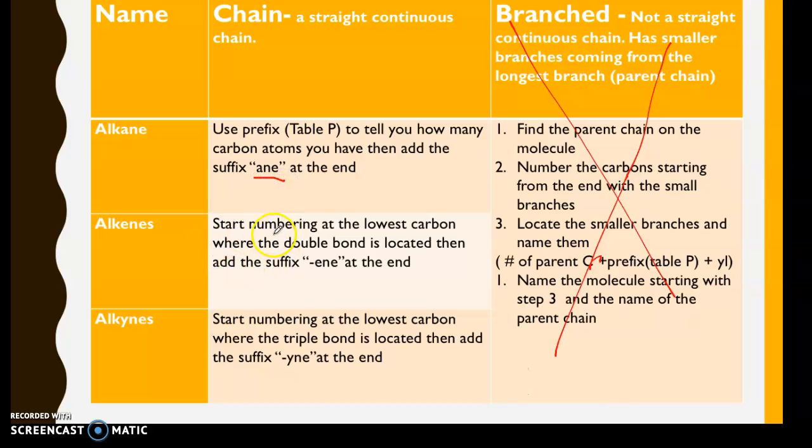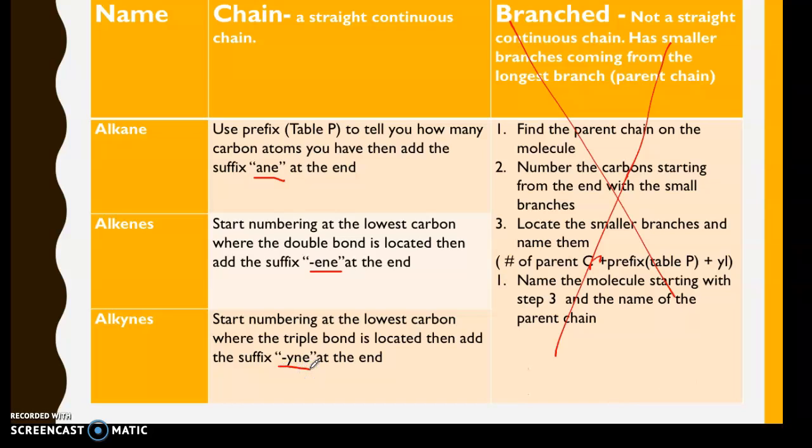For an alkene, you're going to do the same thing. You're going to start numbering from the end closest to where the double bond is located, use Table P to tell you the prefix, and end your name with -ene. For an alkyne, once again, you're going to start numbering from the closest end to the triple bond, find out how many carbons you have, and then end your name in -yne.